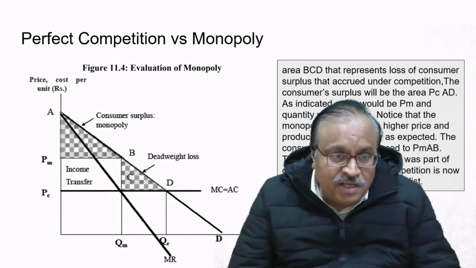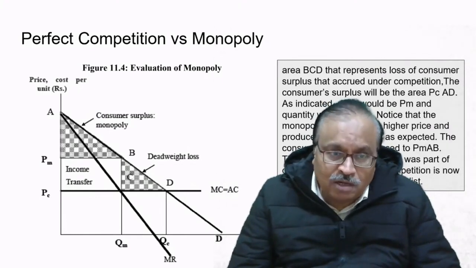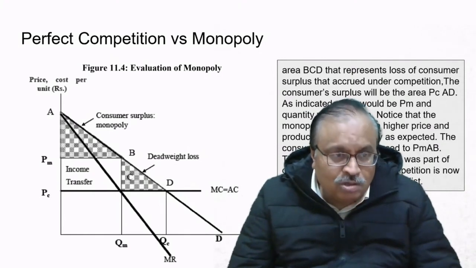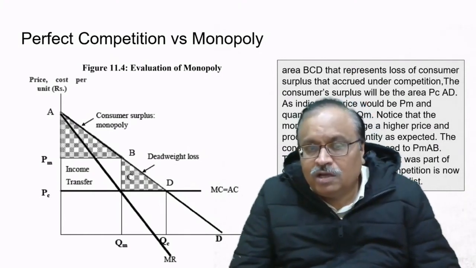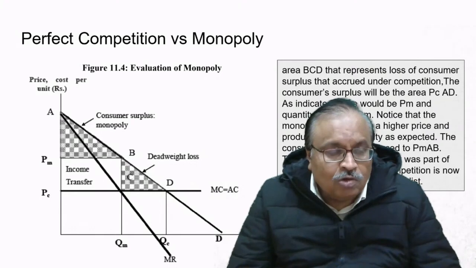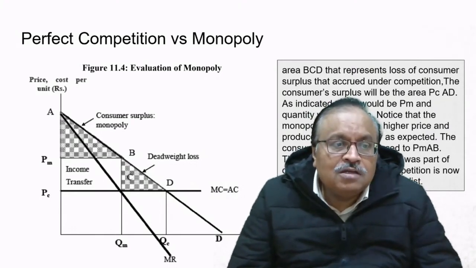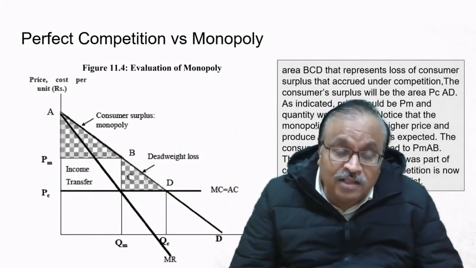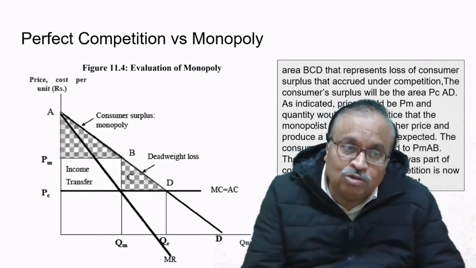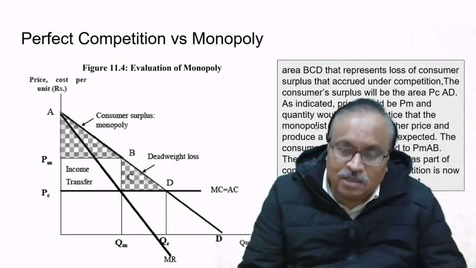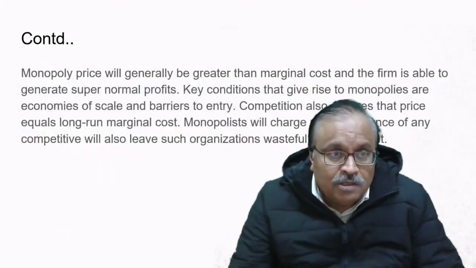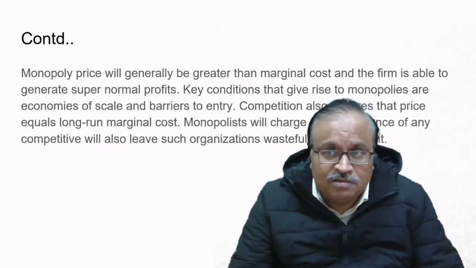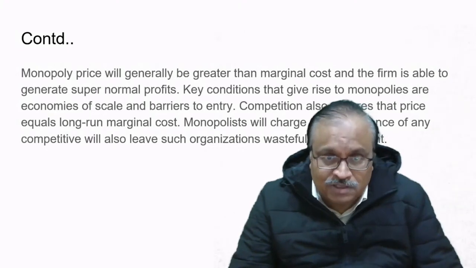So what it indicates is that initially the entire triangular part, PCAD, was part of consumer surplus. But because of a monopoly, a certain portion of consumer surplus has gone to the firm's account. So now in a monopoly situation, the consumer has been left with a low amount of surplus. And the firm will even try to capture the surplus which is still available with the consumer.